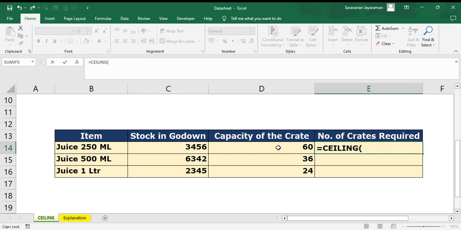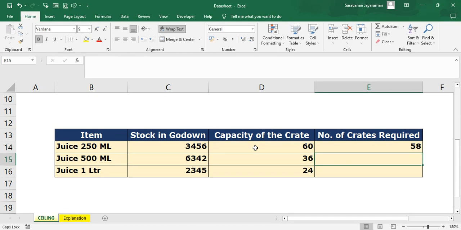Now, to the next nearest one. Because we cannot have a fraction, we need to take one more crate. So we'll divide this by this, and the significance is 1, because if any fraction is there, take out one more crate. So I'll put 1 and close it. So we would require 58 crates. We copy the formula down. Here we would require 177 crates, and here we would require 98 crates.